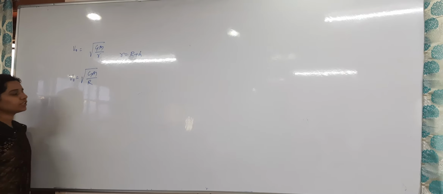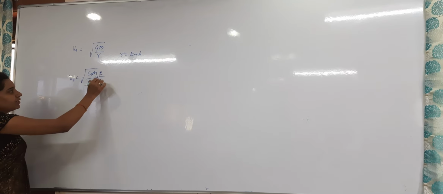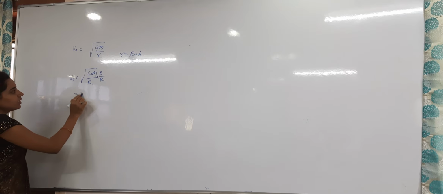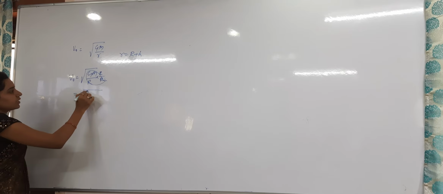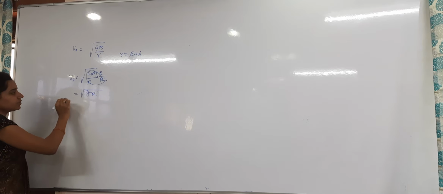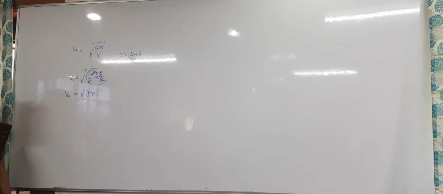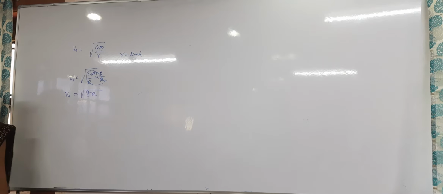Now this formula in terms of small g, if I want to get, what do I have to do? I have to multiply and then divide with R. So what will we get here? GM by R square, nothing but small g, R is remaining. This is the V naught we got, not only for the earth, for any planet that will be.